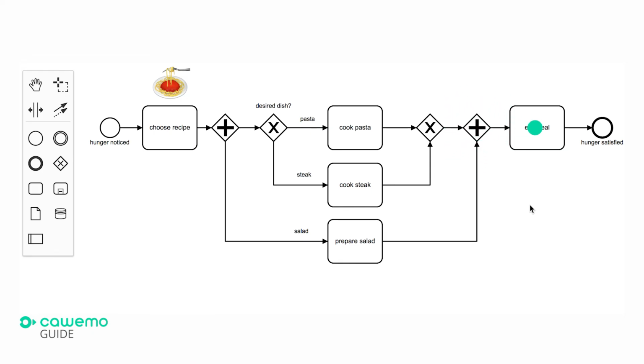Our token then follows the process path as usual to the eat meal task. And here you can see that now our eat meal task only gets executed once. Then our token moves to the end event and gets consumed. Now it's time for you to get modeling.